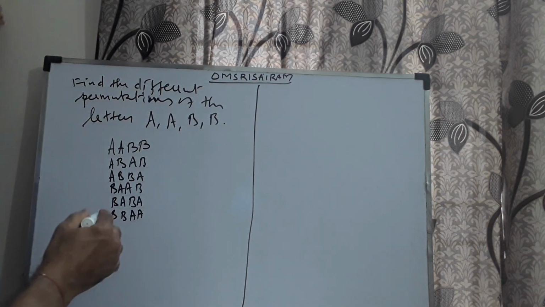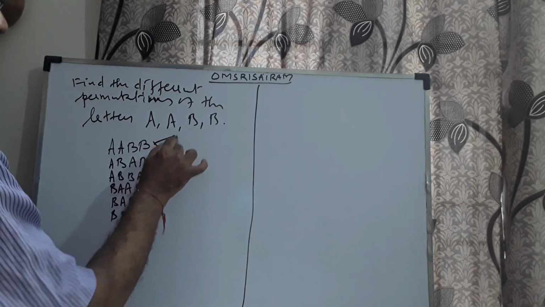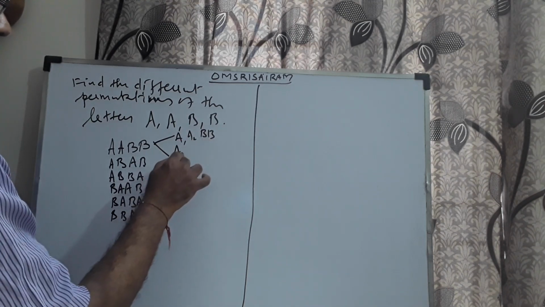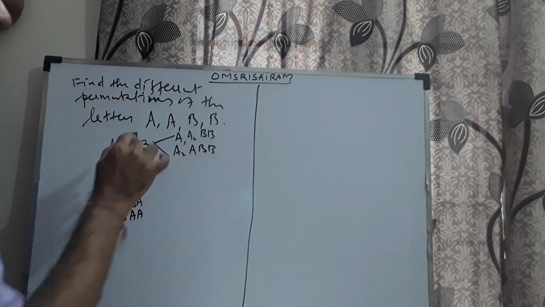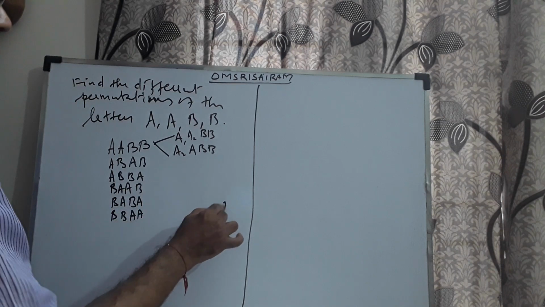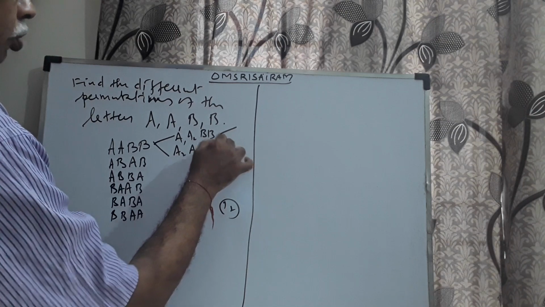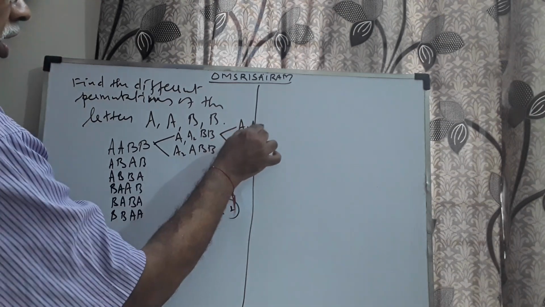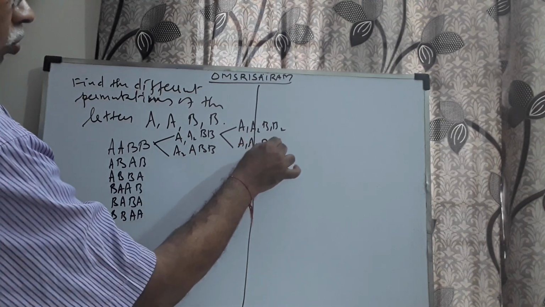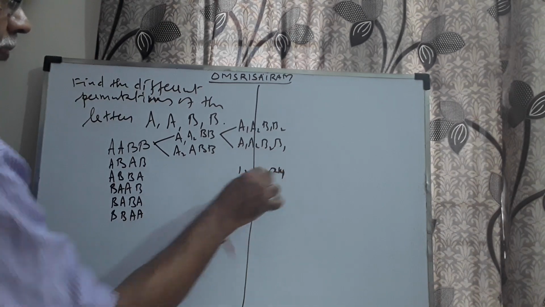Listen carefully. By differentiating the A's as A1, A2, I'll be able to have A1, A2, B, B and A2, A1, B, B. I'll be having two different permutations. Now from the 6 arrangements, there are 12 different permutations finally. Again, differentiating the two B's as B1, B2, I end up with A1, A2, B1, B2 and A1, A2, B2, B1. I'll have two different permutations. Therefore, 12 into 2, there are 24 different permutations.